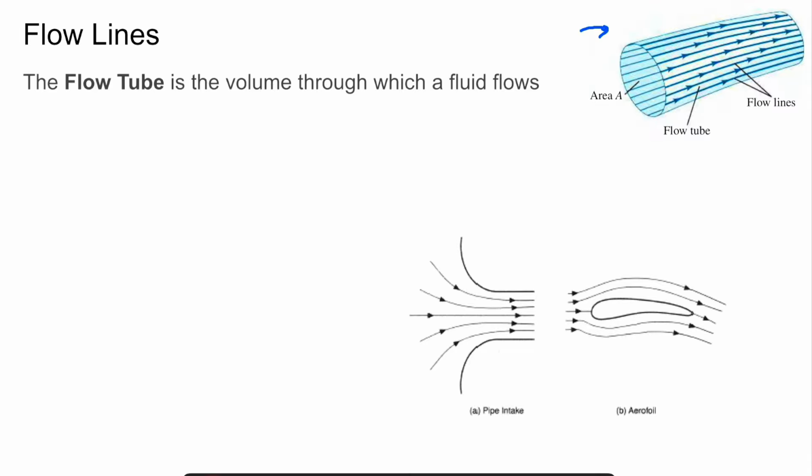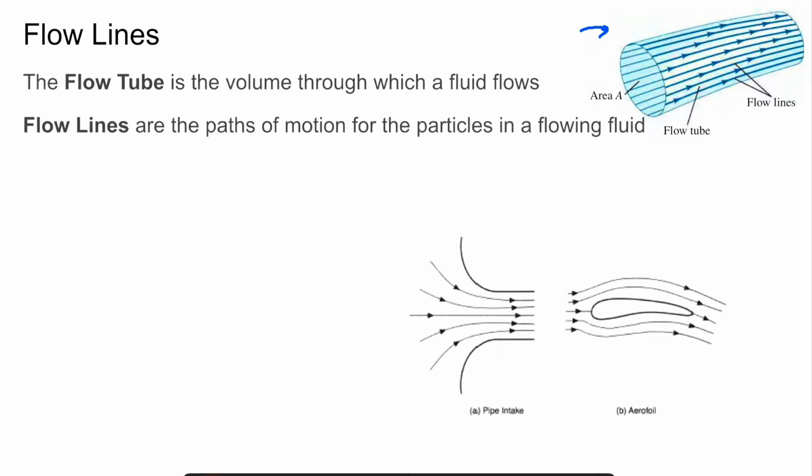And sometimes it is created by a physical barrier, right? As water flows through the hose, the hose acts as a physical barrier to keep it flowing. But even once water comes out of a hose, it still kind of follows a volume that it moves through, even if there's not a physical barrier around it. So that's what we call its flow tube. And within that flow tube, it'll follow flow lines. And flow lines are just the paths of motion for the particles in a flowing fluid.